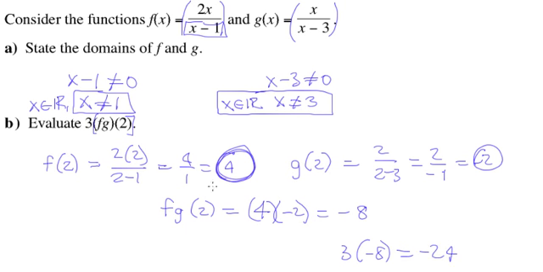Could you do all that in one huge step? Yeah, you could, but I generally prefer to do these things one bite at a time. So 3 times f times g of 2 comes out to minus 24.